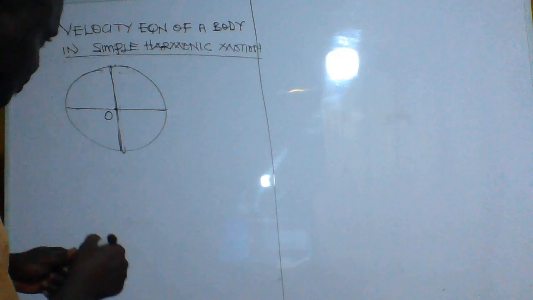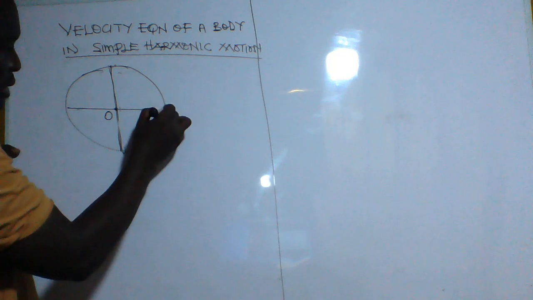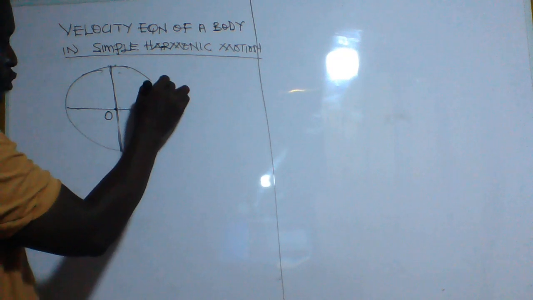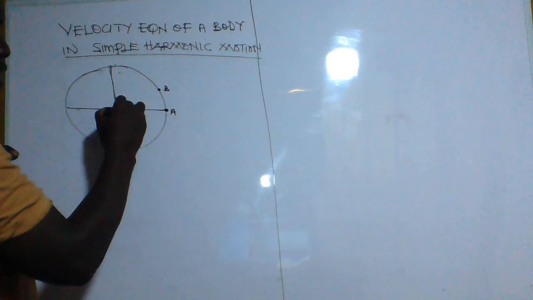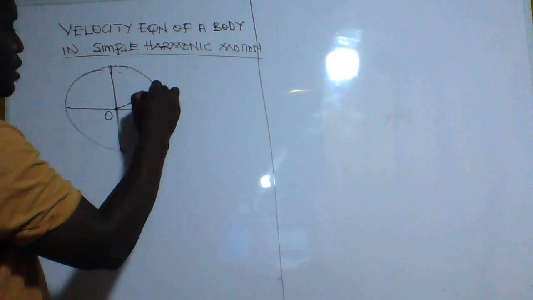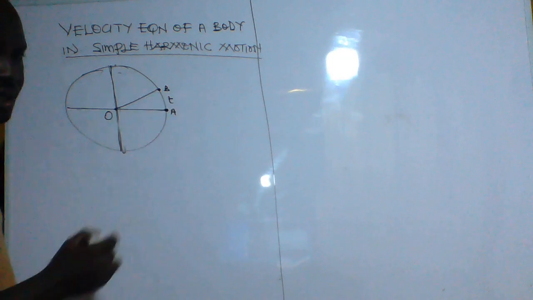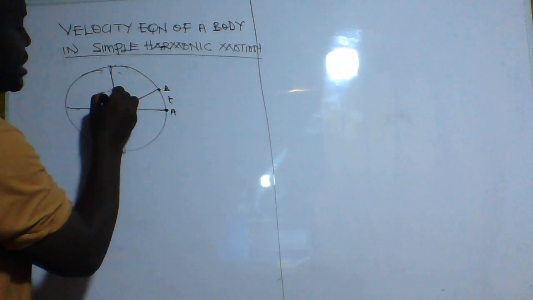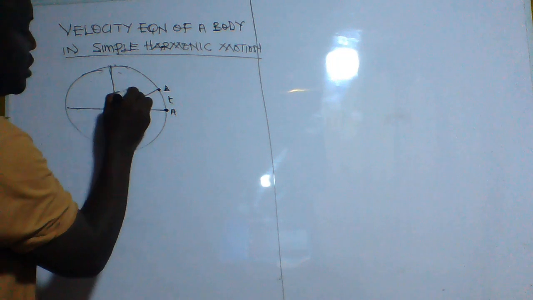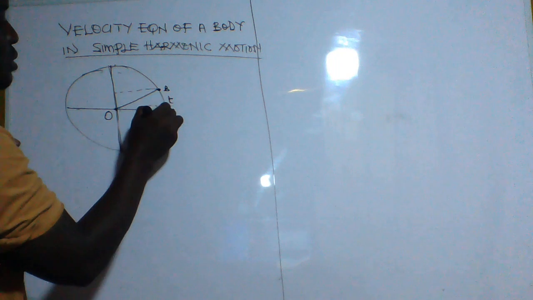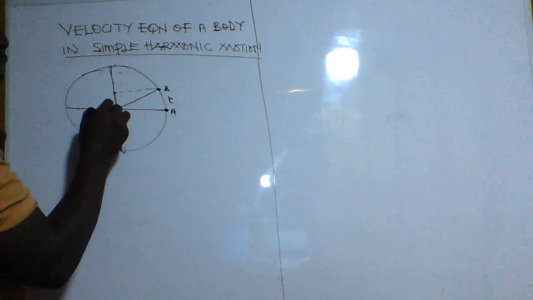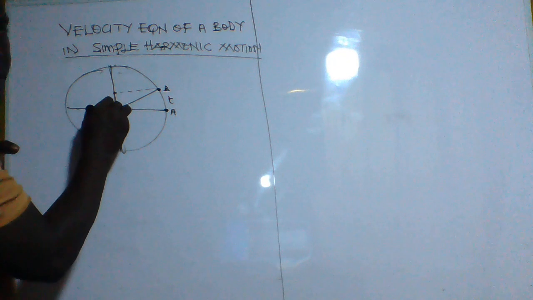So we are saying that the body moves from A to B. If the body is moving from A to B within a time interval t, then at any given time we can trace its displacement. So when it moved from here to this point, this is how much it is displaced from the center O.